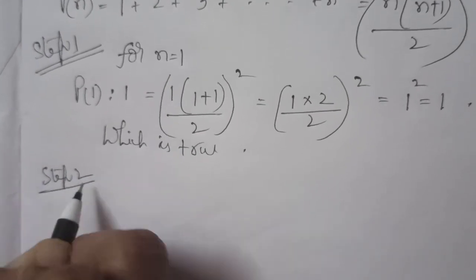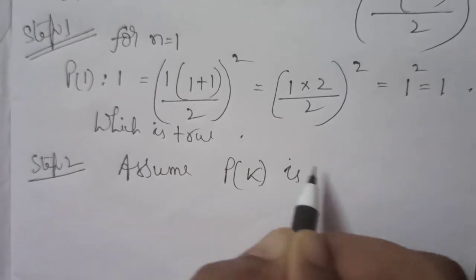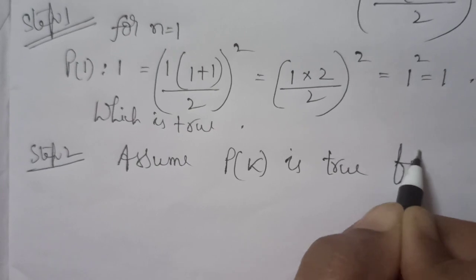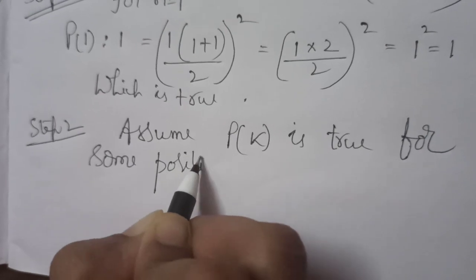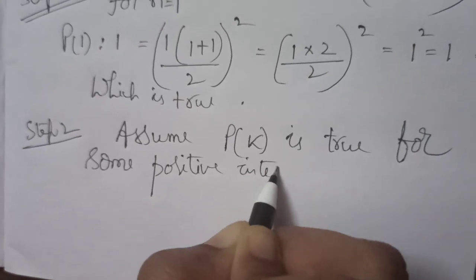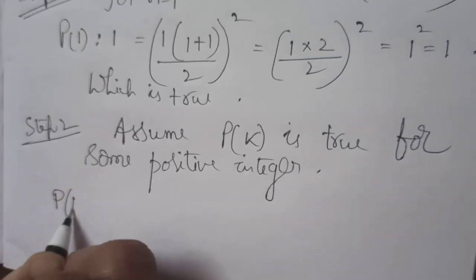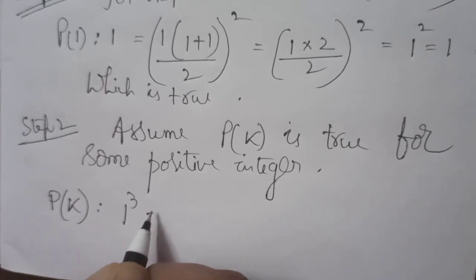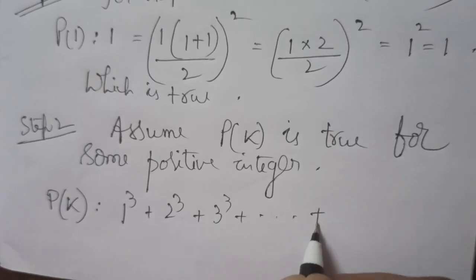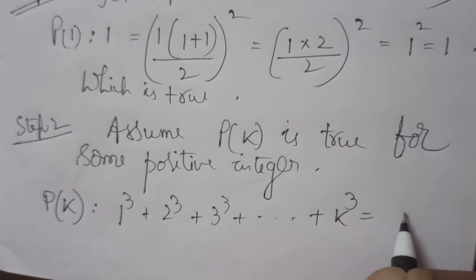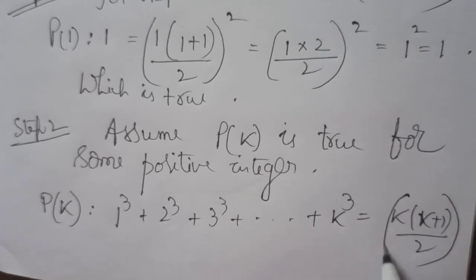In your step 2, assume P of k is true for some positive integer k. Here in this step, nothing to do, only in place of n you need to write k, the remaining all as it is you need to copy. So this becomes 1 cube plus 2 cube plus 3 cube plus up to k cube equal to k into k plus 1 by 2 whole square.